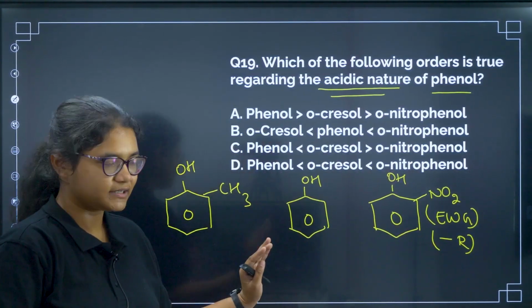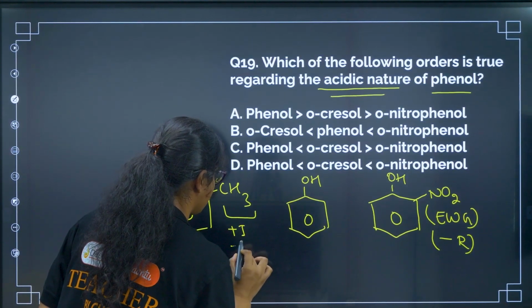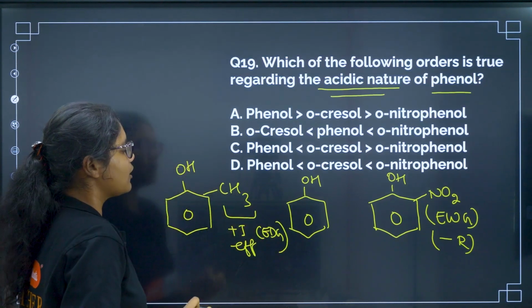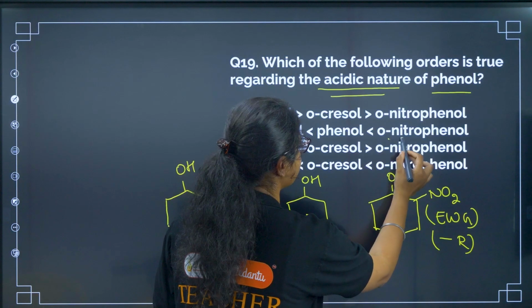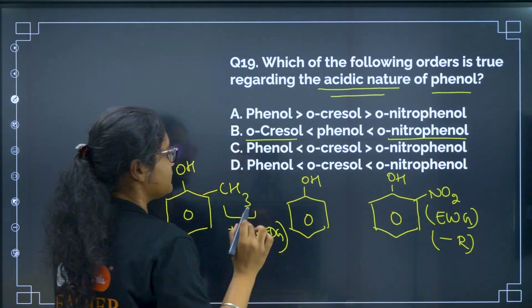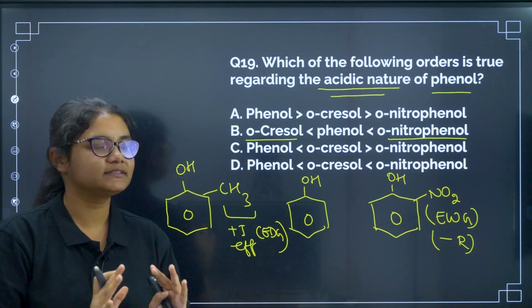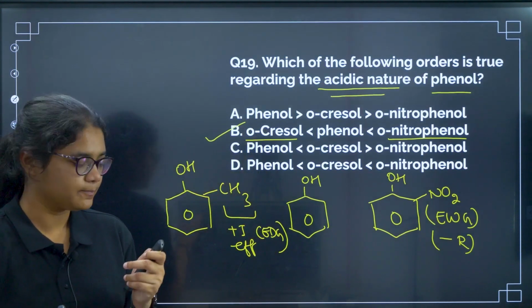In phenol, there is no substituent. Then CH3 is what? This is a plus I effect, an electron donating group. So now if we see, the most acidic will be the orthonitrophenol, and the least acidic will be orthocresol, and phenol will have no effect because it is not having any substituent here. So the correct answer for this question will be option number B.